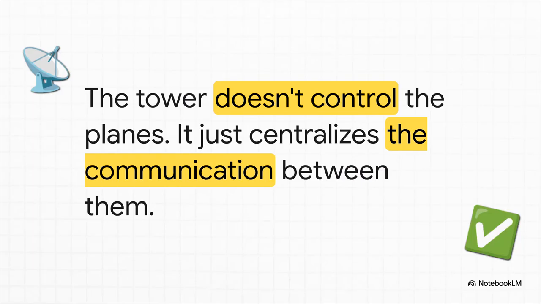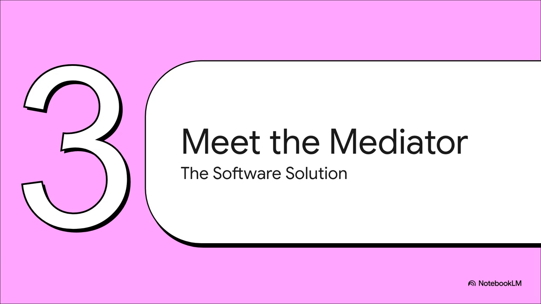And here's the really important part of that analogy. The air traffic controller doesn't actually fly the planes. The pilot is still 100% in charge of their own aircraft. The tower's only job is to manage the communication between all the different planes. It's just a central hub for messages. That's it. So you can probably see where this is going.